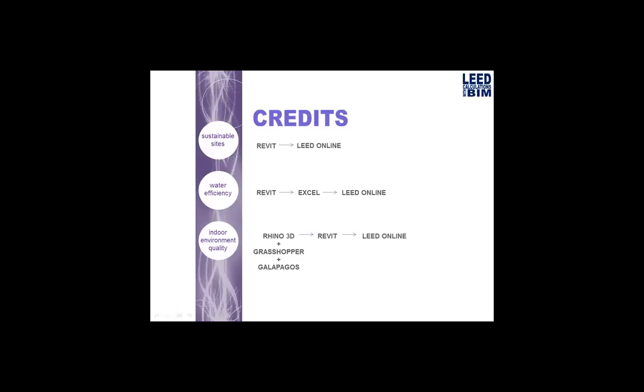The second credit is from the water efficiency category, and it's the water use reduction credits. And in that one, I'm going to show you how you're getting information out of your Revit model, putting that into Excel, processing it in Excel, and then getting the information to submit to the online system.